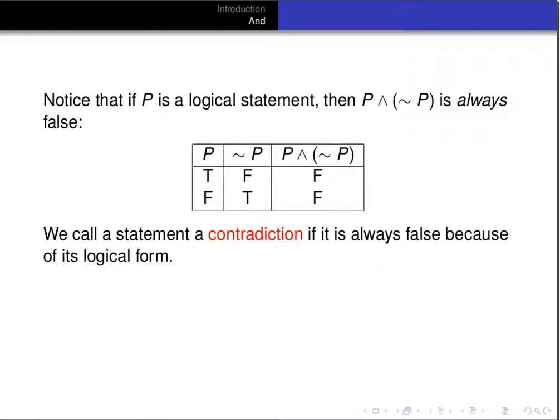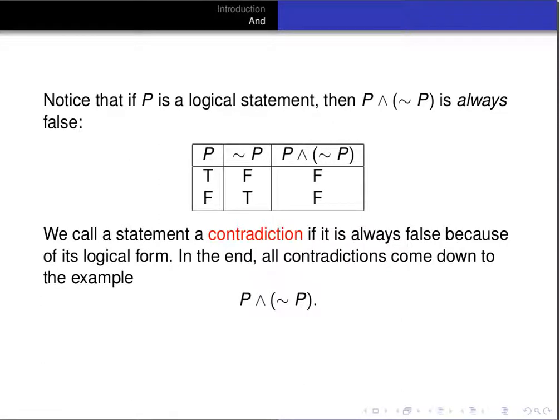Notice that if P is a logical statement, then the statement P and not P is always false. That's because if P is true, then not P is false, and so P and not P is going to be false in that case. And if P is false, not P is true, but P and not P is still false. A statement that is always false because of its logical form is called a contradiction. And in the end, all contradictions come down to this logical form, P and not P.